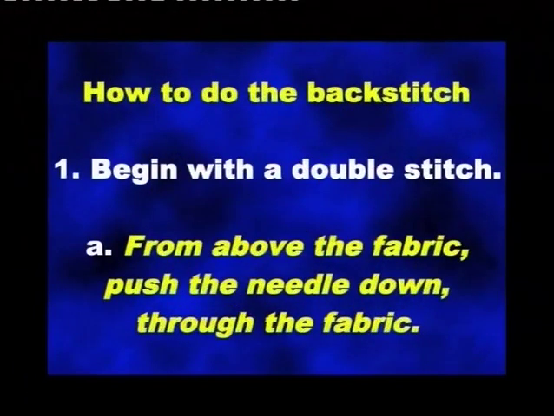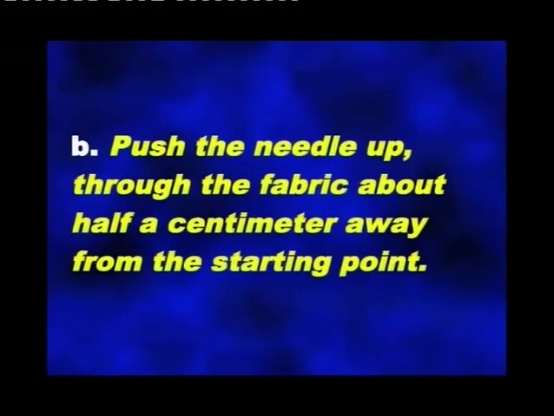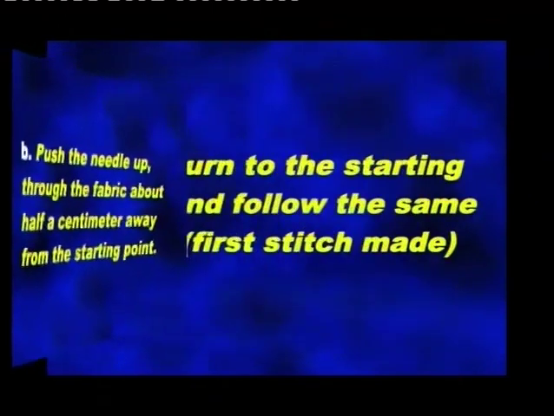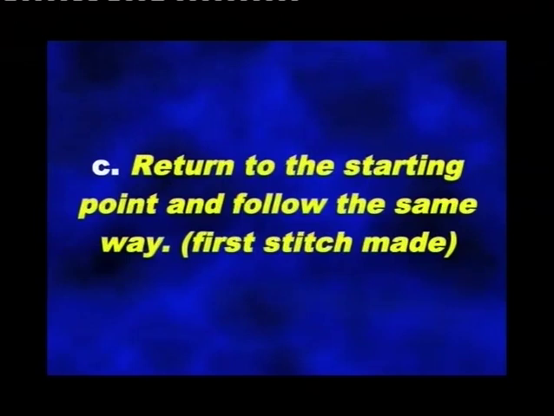Now let's look at the first step, how to do the backstitch. We'll all read through together. Double stitch. The first step: push the needle down through the fabric. Push the needle up through the fabric about half a centimeter away from the starting point. Return to the starting point and follow the same way.